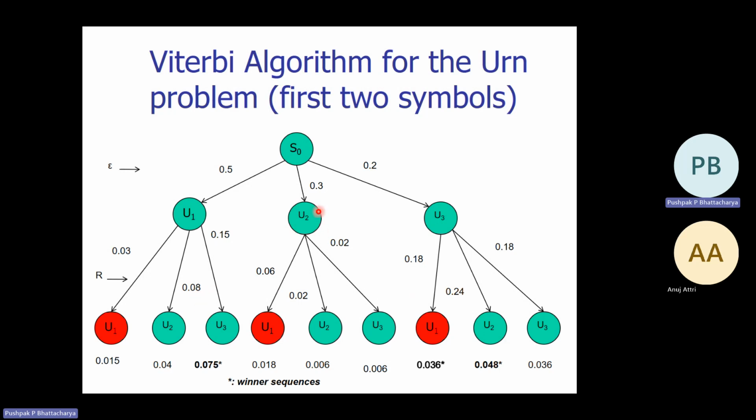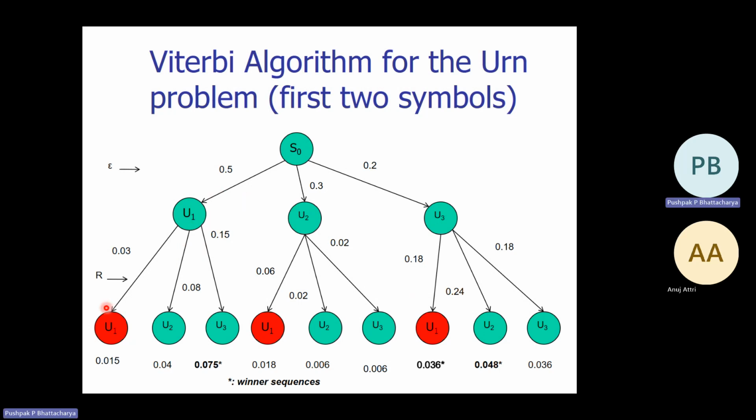We similarly look at the path passing through S0, U2, U1 and S0, U3, U1. So all the paths which are ending in U1, I note their probability. So we'll have to carry out a max operation. Okay, so that is another computational part. And when we carry out the max operation, we find out which path has the highest probability. All these paths are ending in U1.